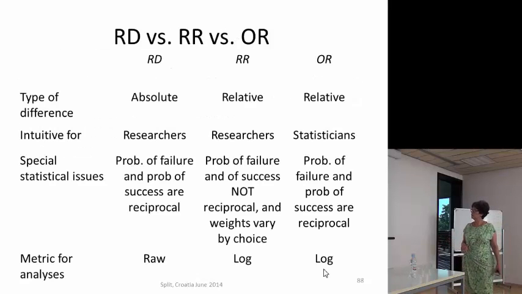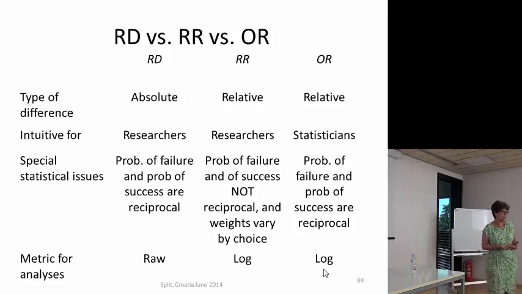So here's a handy little cheat sheet for the main differences between these three binary effect sizes. The risk difference and the odds ratio are both absolute measures, whereas the risk ratio is a relative measure. The odds ratio makes people's heads hurt if they're not statisticians, because it doesn't have an intuitive meaning you can just grasp.